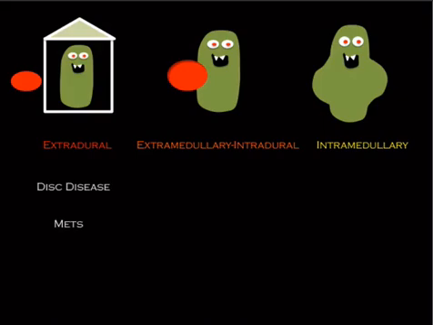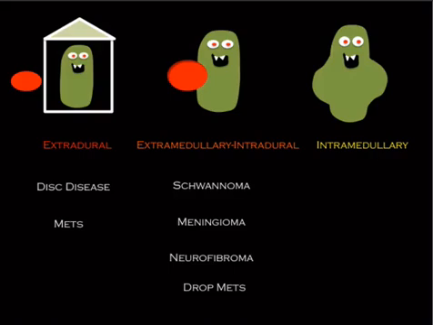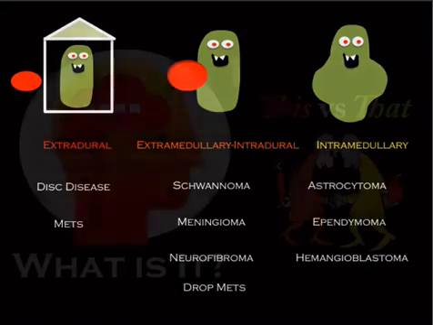For extramedullary intradural, remember sort of nerve-based tumors, like schwannoma, meningioma, those are the classics. Neurofibroma, that's a classic. And then drop mets, like medulloblastoma, choroid plexus carcinoma, these kinds of things that famously do drop mets. Melanoma can do drop mets too. And then intramedullary is going to be your primary cord tumors, like astrocytoma, ependymoma, hemangioblastoma, and 2 of those really look alike. Astrocytomas and ependymomas can really look alike. So let's practice.